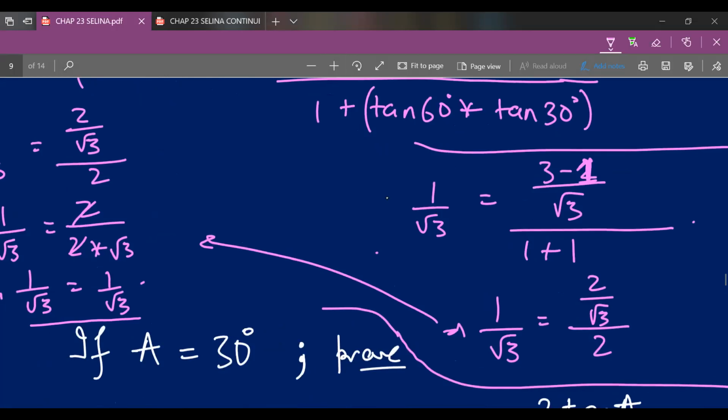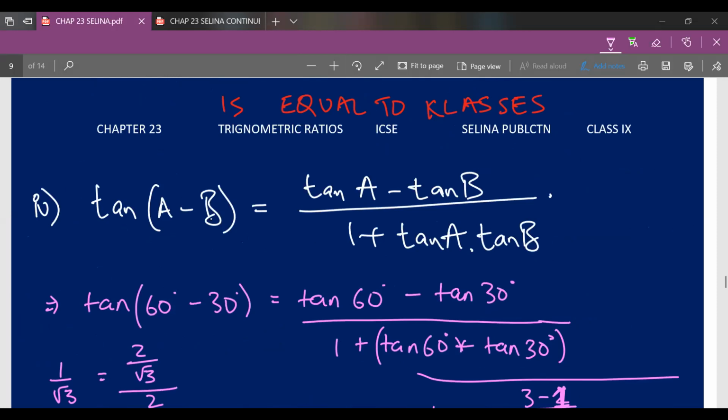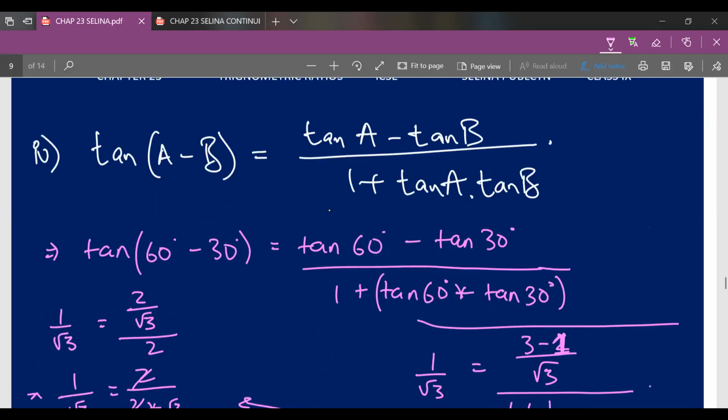So all the significance that we have achieved is we have proved that both of these sides are equal. The LHS is equal to RHS. So we'll move on forward. It was easy, wasn't it?